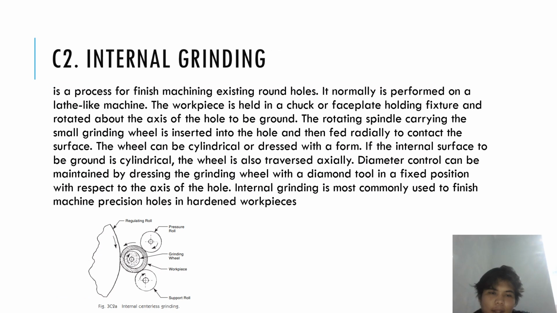Internal grinding, like we saw before, is a process for finish machining existing round holes. It normally is performed on a lathe-like machine. The workpiece is held in a chuck or faceplate holding fixture and rotated about the axis of the hole to be ground. The rotating spindle carrying the small grinding wheel is inserted into the hole, and then fed radially to contact the surface. So that's it.